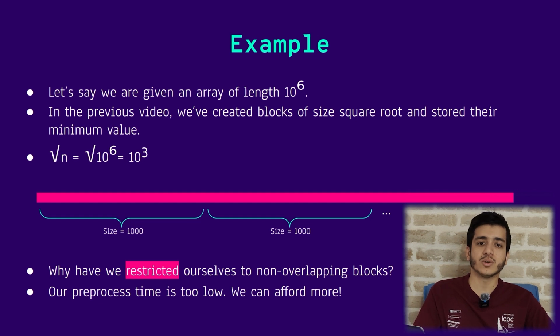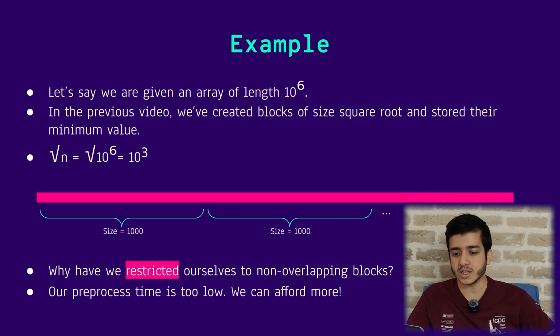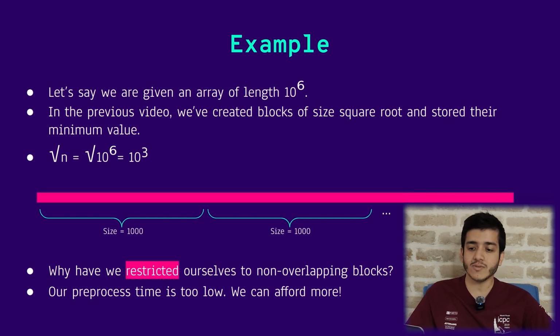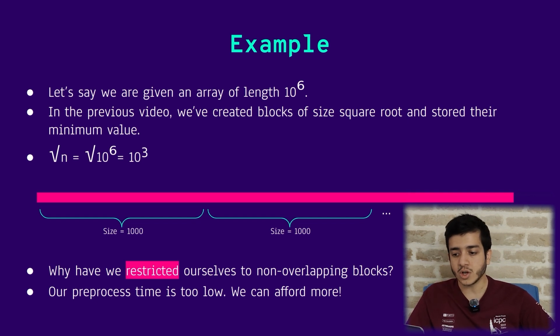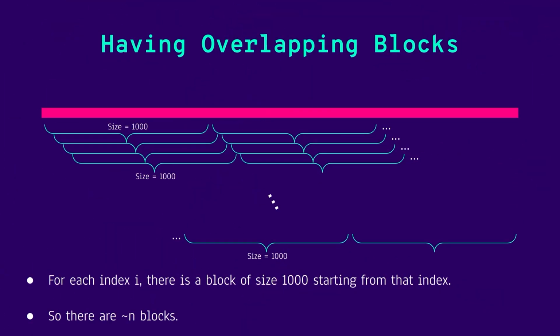In the last video, we used the idea of making blocks of size square root. Consider the array size to be 1 million. We've made blocks of size 1000, as you can see in the slide. But why have we restricted ourselves to non-overlapping blocks? Here you can see that we have some overlapping blocks.